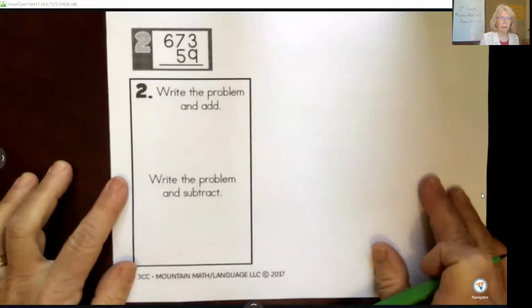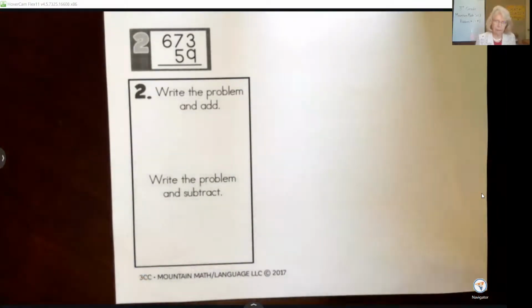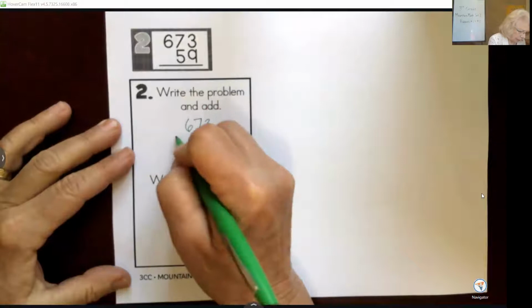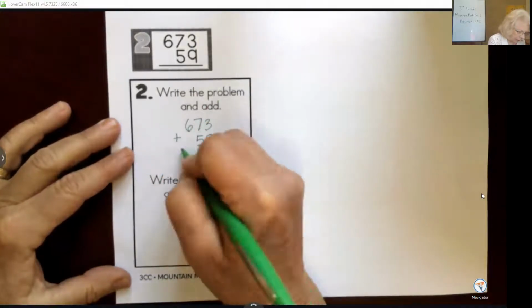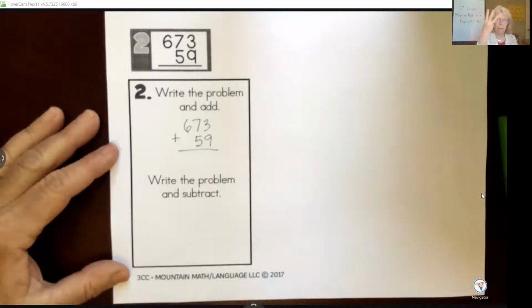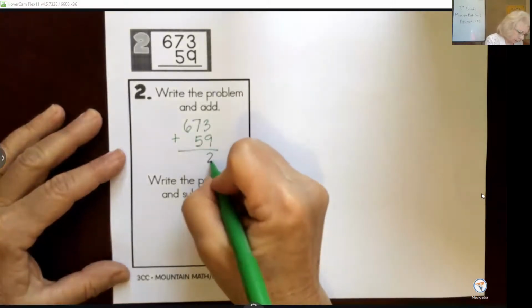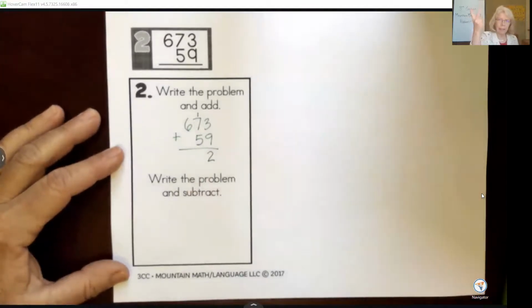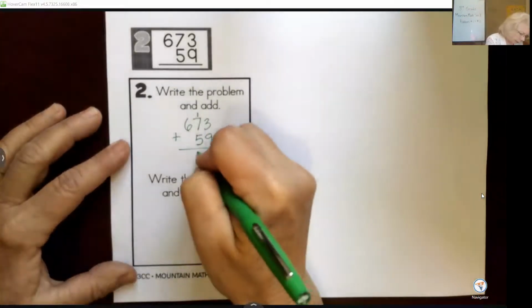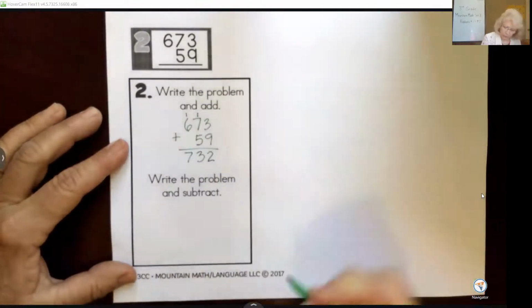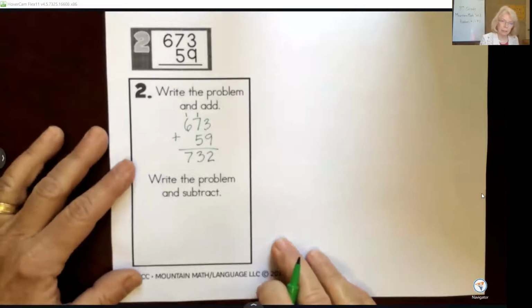Number 2 says, write the problem and add. So we have 673 plus 59. All right, so we have 9, 10, 11, 12 for our first place value. Carry the 1. 1 plus 7 is 8. 8, 9, 10, 11, 12, 13. When I add 5, so I put the 3 here, carry the 1, and 1 more than 6 is 7. So our total answer is 732.